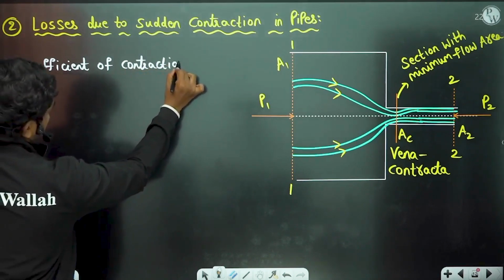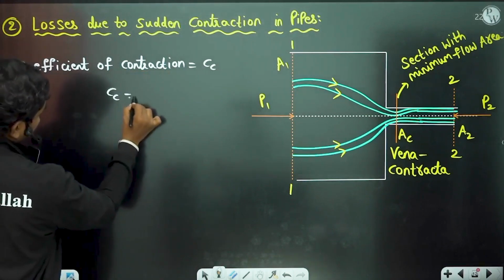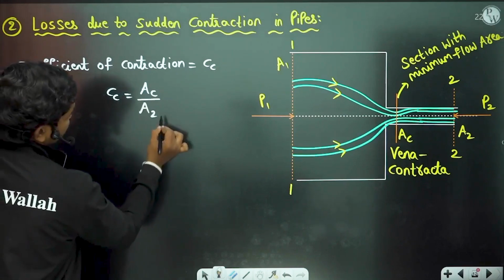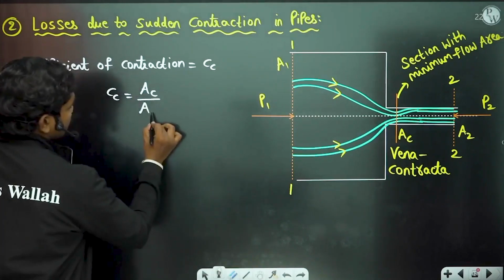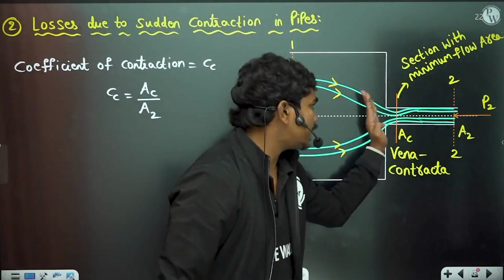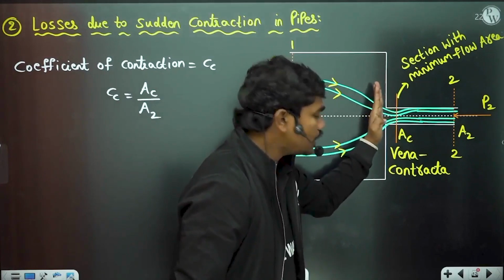Coefficient of contraction, which is denoted with the term Cc. And what is Cc? Area at the vena contracta divided by area at 2. Okay, so this is area at 2 actually. It means basically this area, which is of course the constant area anyway. So this vena contracta area divided by this area.